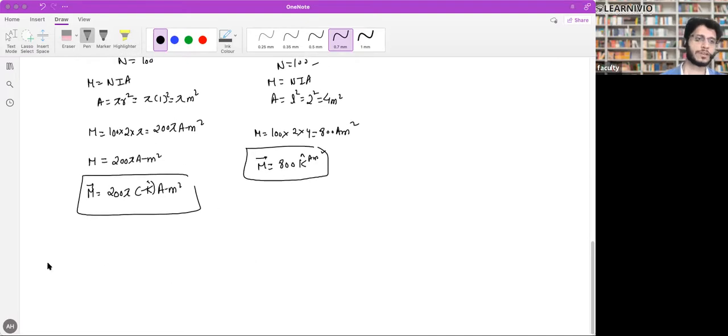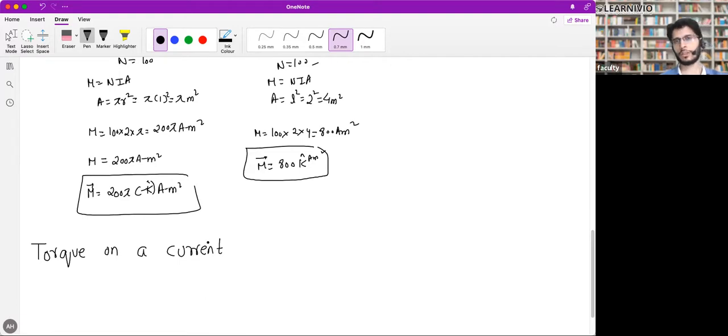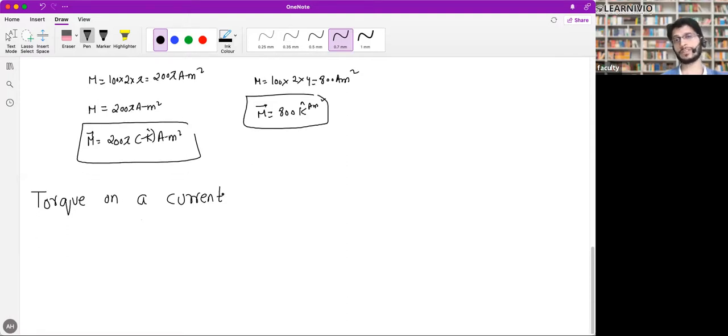Okay, next. So that was about the current carrying coil as a magnetic dipole. Then we have a major derivation now, which is torque on a current carrying coil. If we can finish this derivation tomorrow, then on Thursday we'll complete magnetics. Thursday will be the last class of magnetics. If you could complete this derivation today. Torque on a current carrying coil in magnetic field.